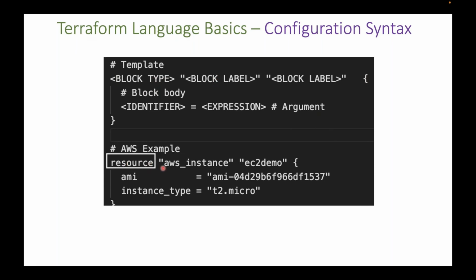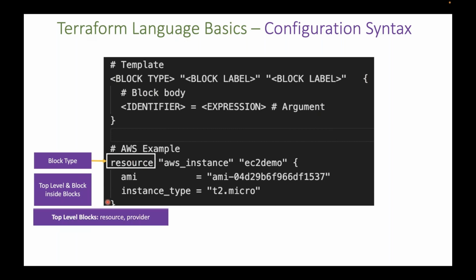See this example. Here, resource is the block type, and these we call top level blocks, and we have some inside blocks that we will see later. The top level blocks are resource, provider, terraform, and so on. The inside blocks are provisioners and resource specific blocks like tags. You may get confused, but don't worry about that.